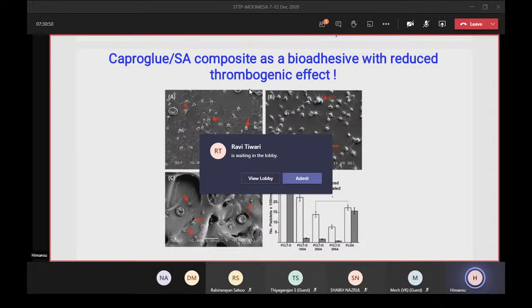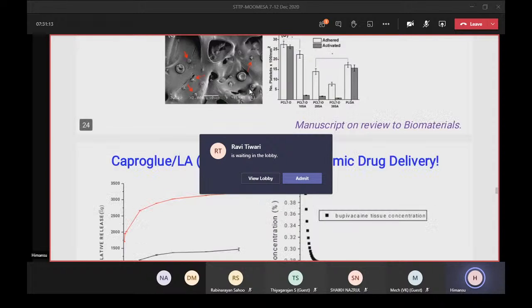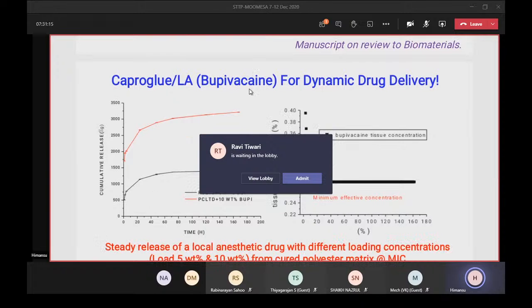The caproglue added with the sebacic acid could create a platform for blood contacting applications, and caproglue added with the hydroxyapatite could create a strong bone adhesive. Caproglue added with the citric acid could create a hygroscopic bioadhesive that is good for application. And in another study, we added some drugs to the caproglue, for example bupivacaine.